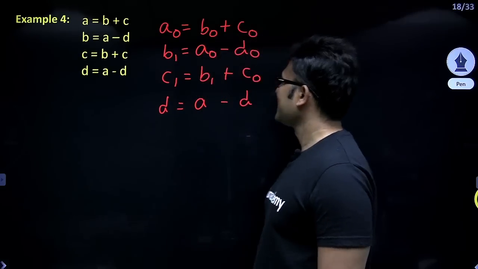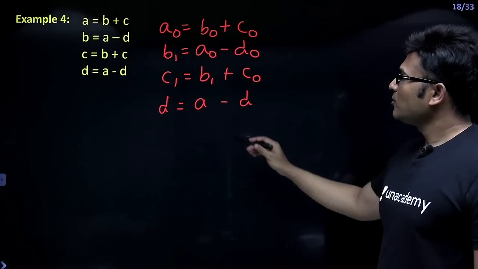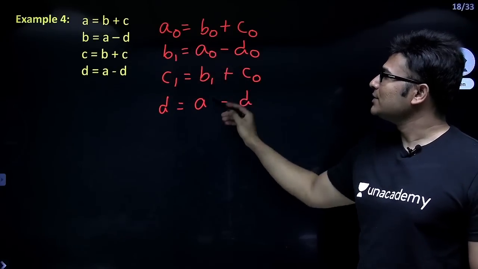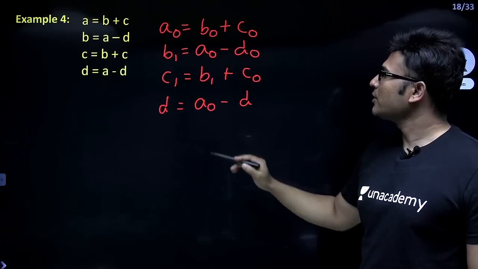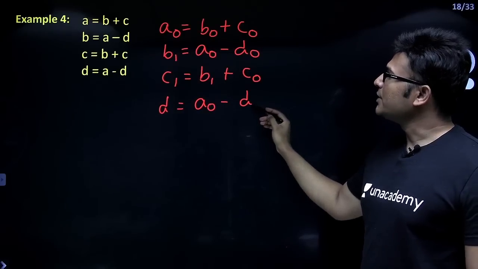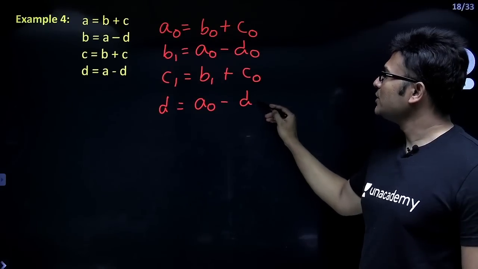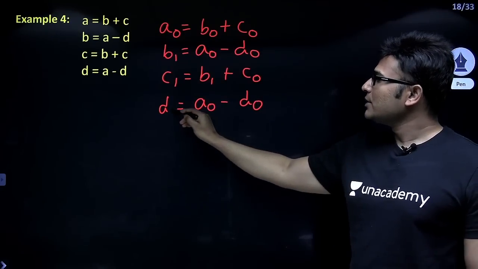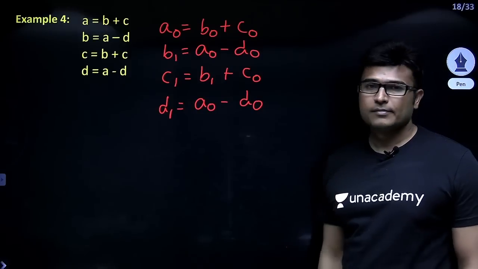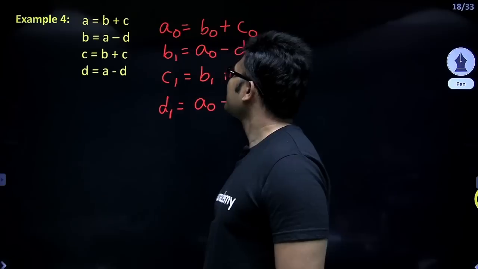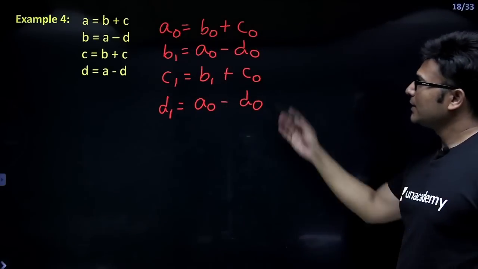Okay. Now, what about the value of A here? Whatever the value of A here is, the same value is going to be there, A naught. What about the value of D here? Whatever the value of D here is, the same value D naught will be used, but here D1 has to be computed. Got it? Okay. Now let's do this.